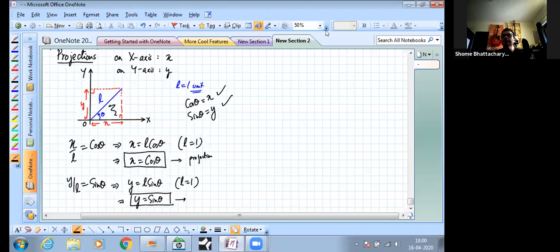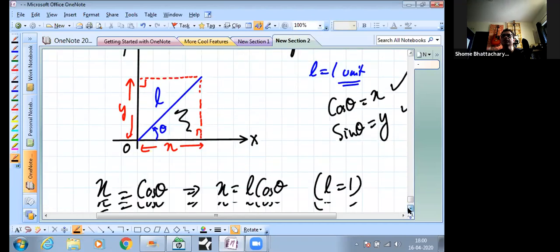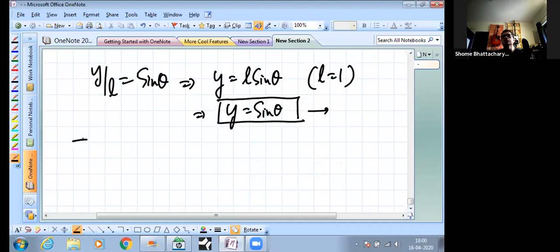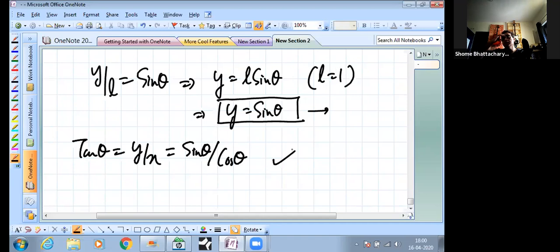Now, next thing is tan theta, and tan theta, just always think of it as the ratio of y by x. So tan theta becomes the ratio of y by x, or it becomes the ratio of sine theta upon cos theta. So this is how we define tan theta. These become the new definitions of sine theta, cos theta, and tan theta in terms of projections.